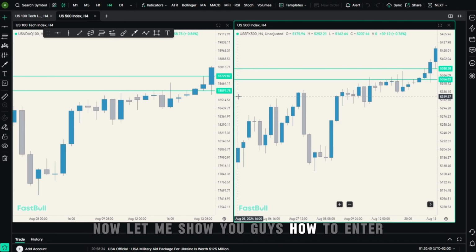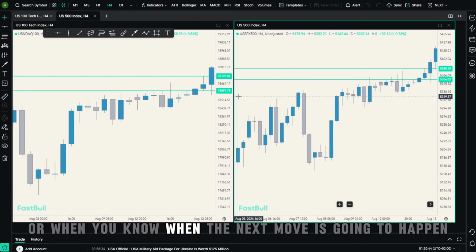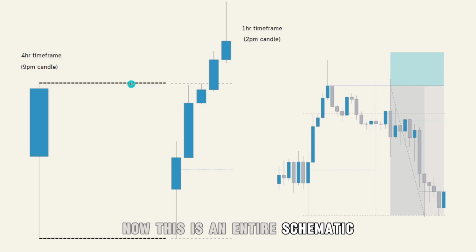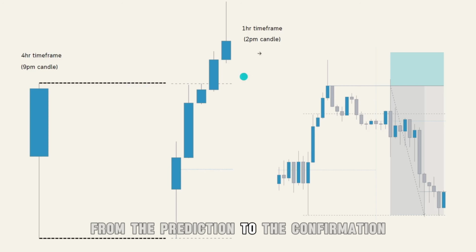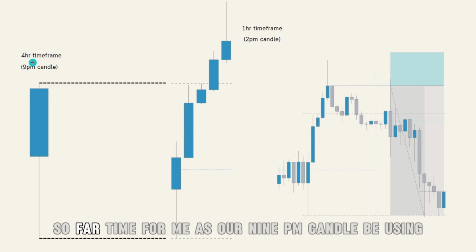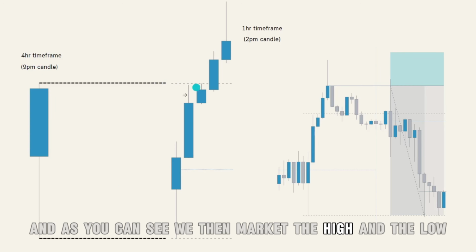Now, let me also show you guys how to enter when you know that the next candle is going to be bullish, or when you know the next move is going to happen. How do you specifically enter this? Now, this is an entire schematic from the prediction to the confirmation to the trade and result, okay? So for our time frame, here's our 9 p.m. candle we'll be using. And as you can see, we then mark out the high and the low.